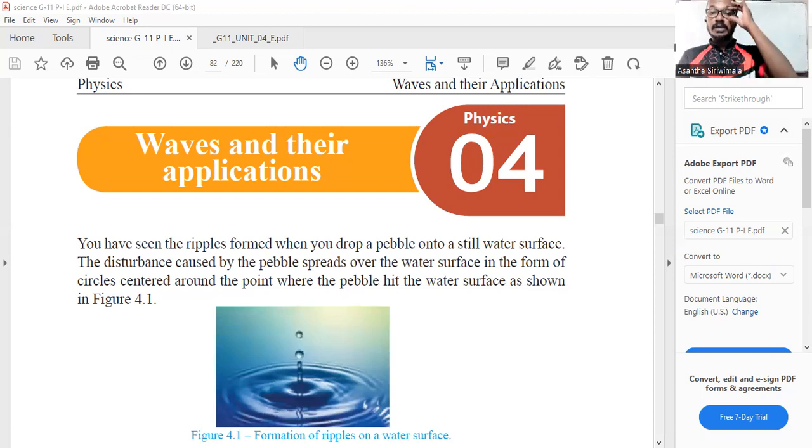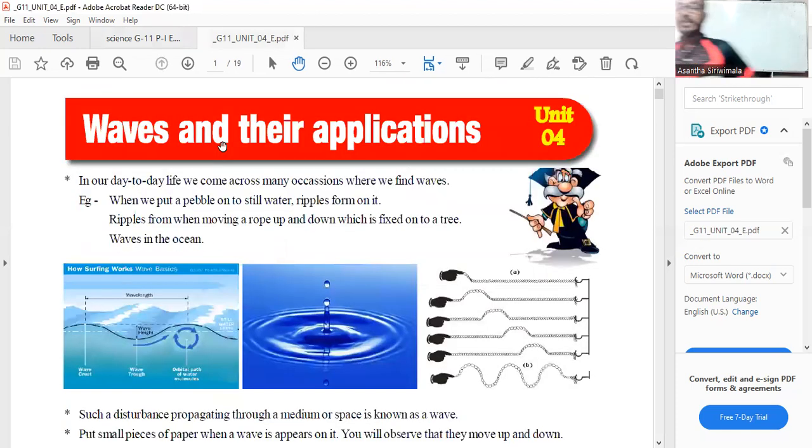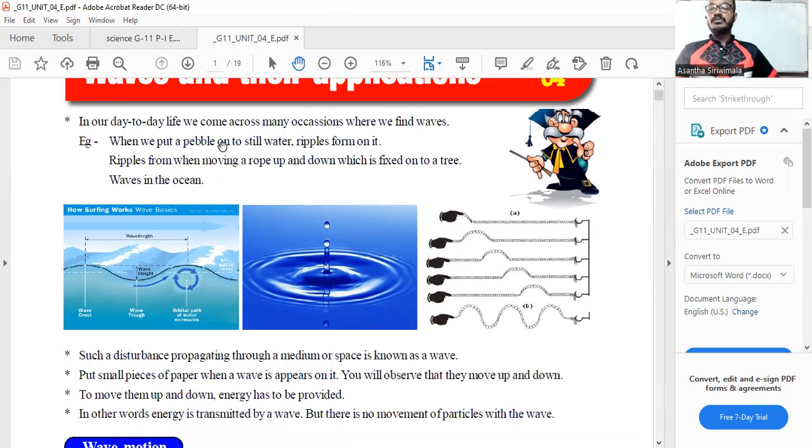Now, lesson number 4, waves and their applications. This is a physics lesson. When it comes to waves, it is not a new word. We'll go through with the tube. In our day-to-day life, we come across many occasions where we find waves.